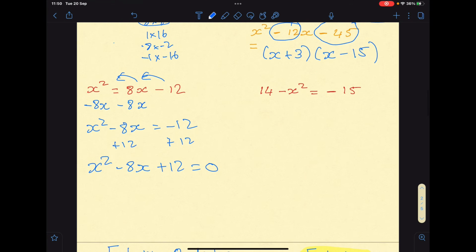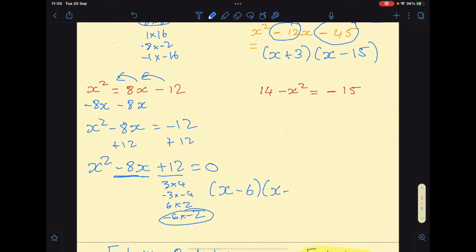I can factorize it. So what makes 12? So 3 times 4, minus 3 times minus 4, 6 times 2, minus 6 times minus 2. Now I'm looking for the one that adds up to minus 8. That's this one over here. So my final answer is going to be x minus 6, x minus 2. Okay, so that's fully factorized.